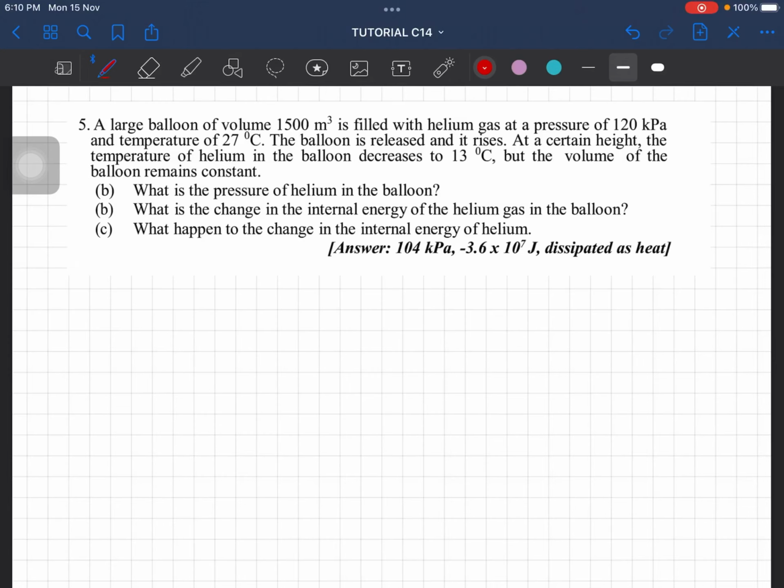Alright, question 5. A large balloon of volume 1500 cubic meter is filled with helium gas at a pressure of 120 kilopascal and temperature of 27 degrees Celsius. The balloon is then released and it rises. At a certain height, the temperature of the helium in the balloon decreases to 13 degrees Celsius, but the volume of the balloon remains constant. So the volume remains constant, this is an isochoric process. Okay, so what is the pressure of the helium in the balloon?